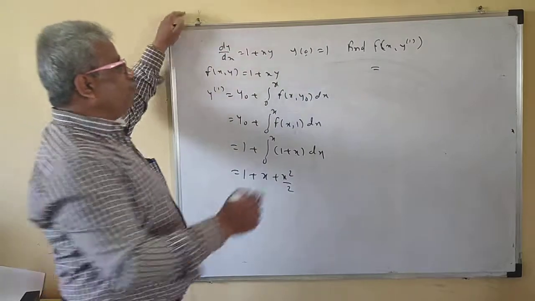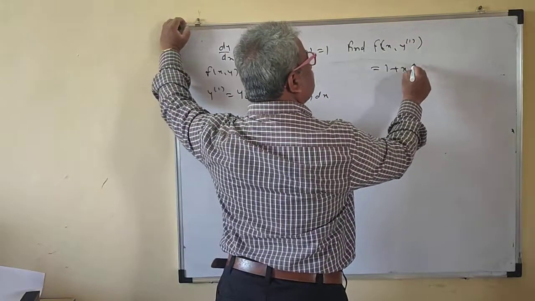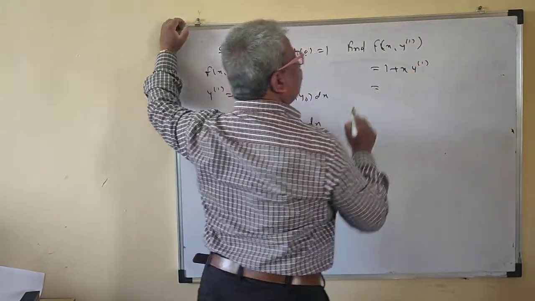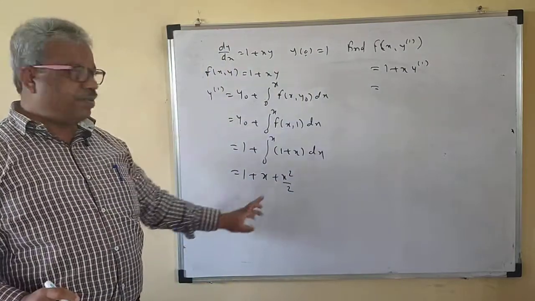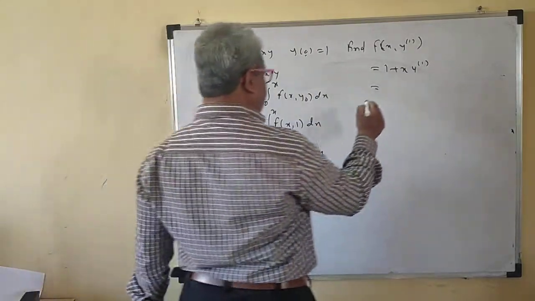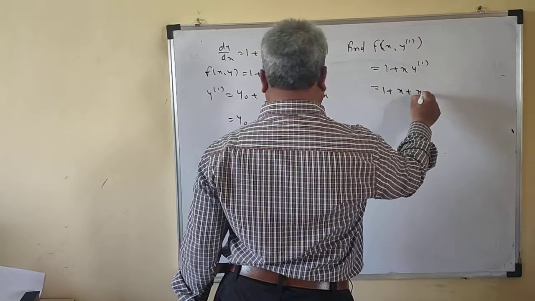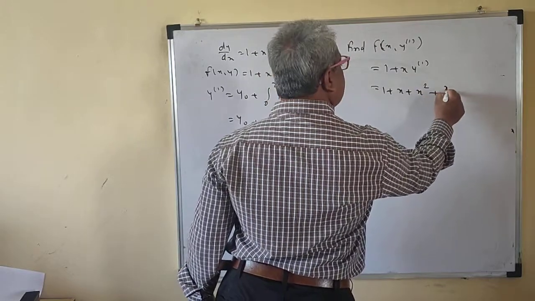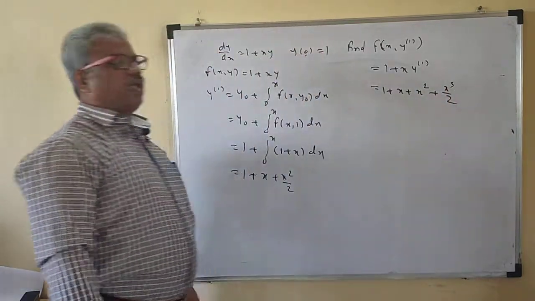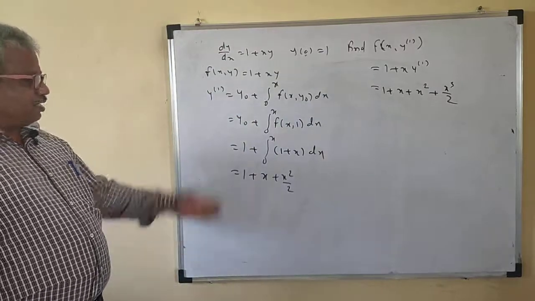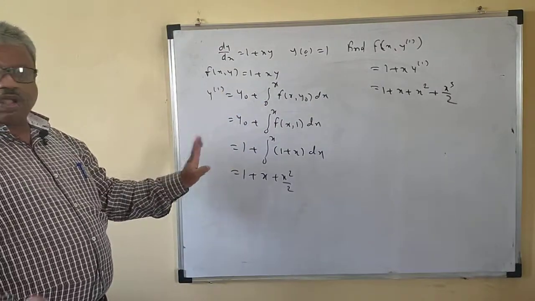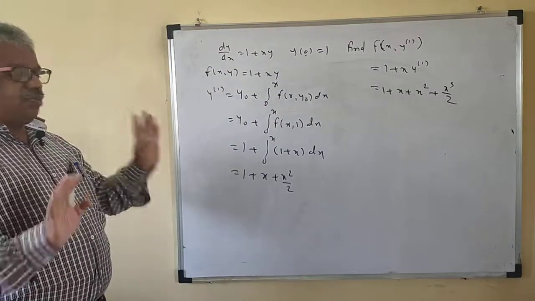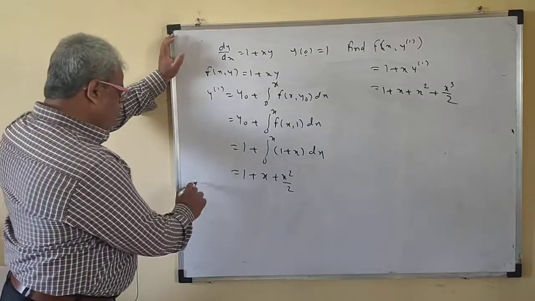f(x, y1) is what? 1 plus x y1 now. And what is your y1? Y1 is just multiply by x now here. So 1 plus x square plus x cube upon 2. So this is the value. Very simple now. This is your standard formula. You just have to find y1, whatever it may be.